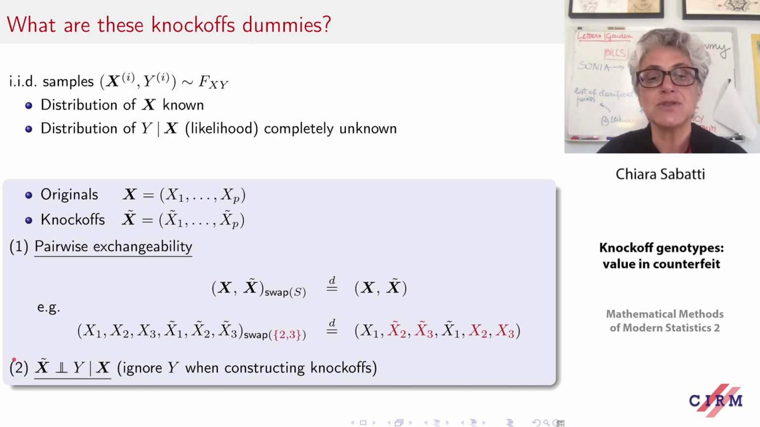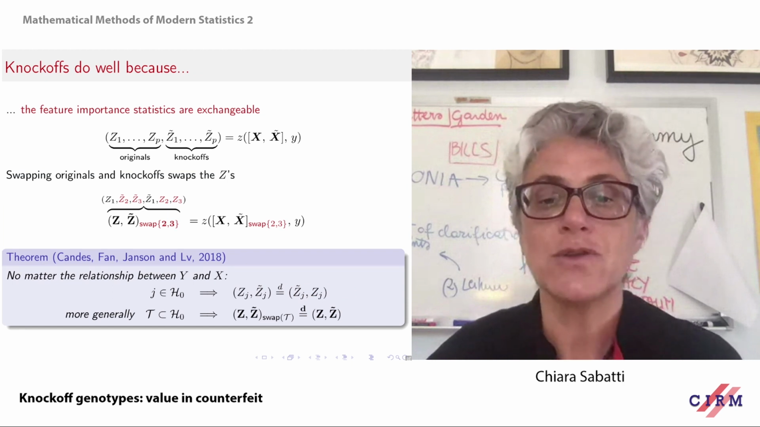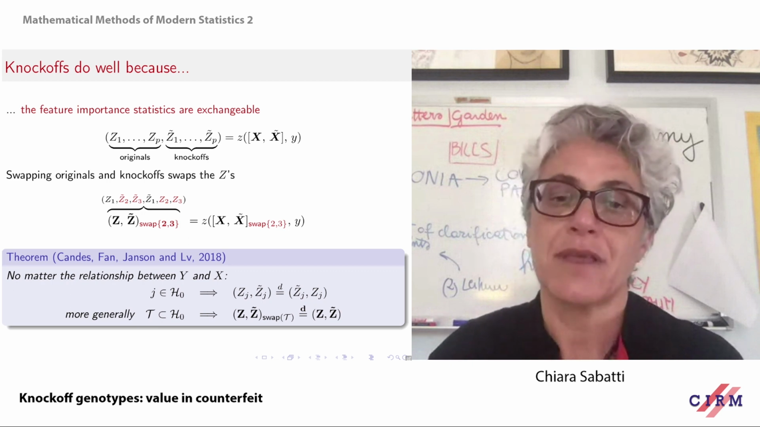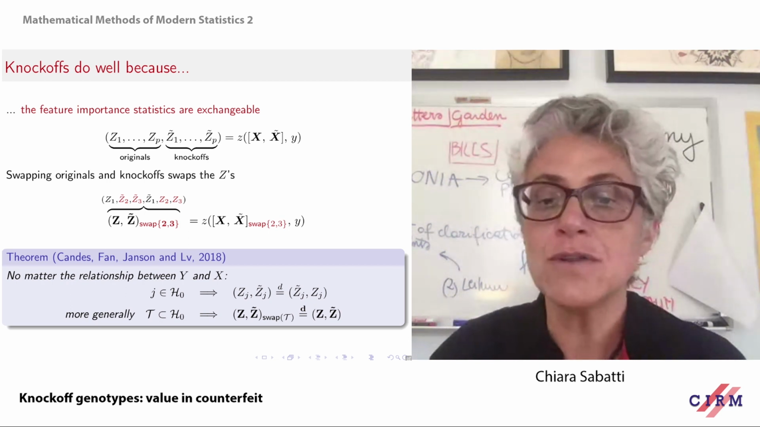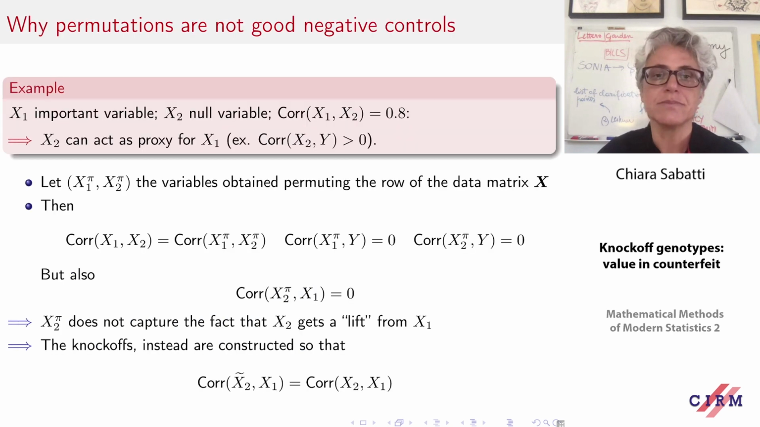The other thing that has to be true is that these dummy variables have to be independent of the phenotype conditionally on the X. These dummy variables are going to do well because what you can show is that when you construct feature importance statistics, the feature importance statistics of null variables have the same distribution between the original null variables and the knockoffs. So if a variable is null, this property holds. So they provide a good negative control.